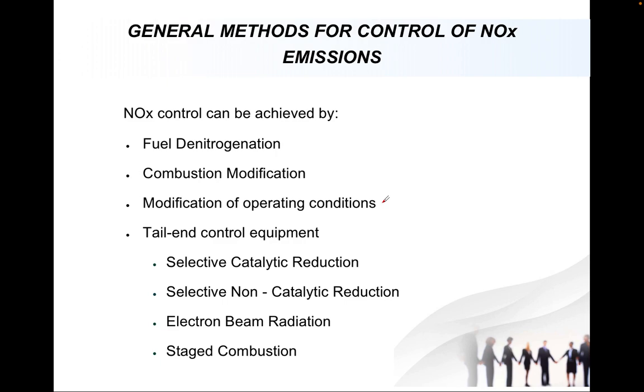This means that after combustion, whatever flue gas is coming out can be passed through different equipment, and after passing through it, the emission or pollution level will be reduced. The most important and famous is the use of the catalytic reduction or catalytic converter. We can use selective catalytic reduction, selective non-catalytic reduction, electron beam radiation, staggered combustion, etc. These are some of the methods or devices, and the two most popular are particularly the catalytic reduction.